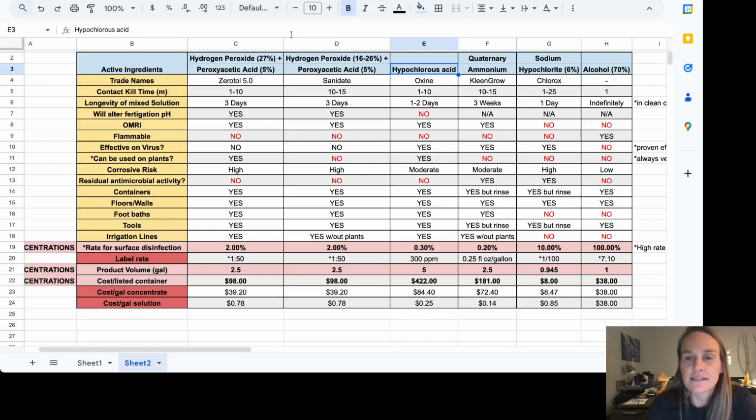Quinary ammonium is another one. Lots of different brands of this one. I just put Clean Grow here because that's what I'm familiar with. Sodium hypochlorite, which is Clorox, and then of course alcohol. So let's first look at contact time.